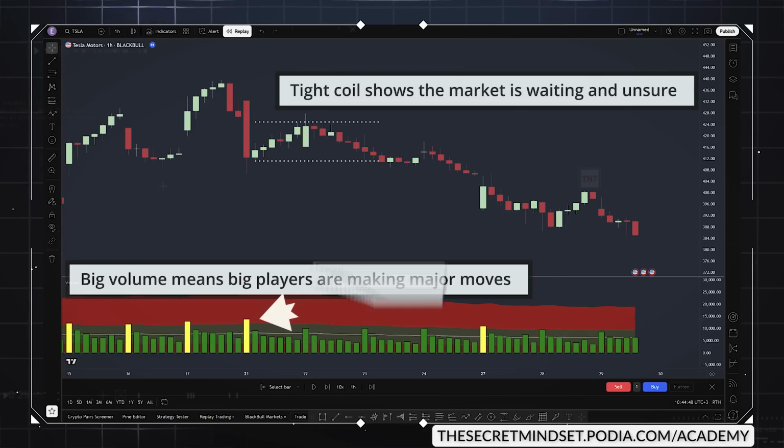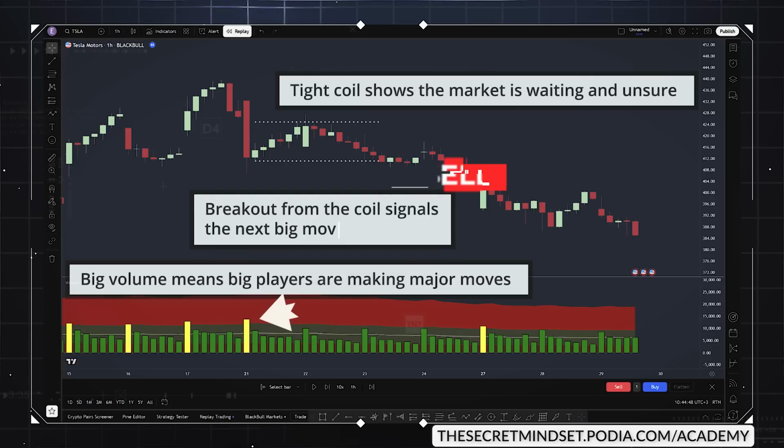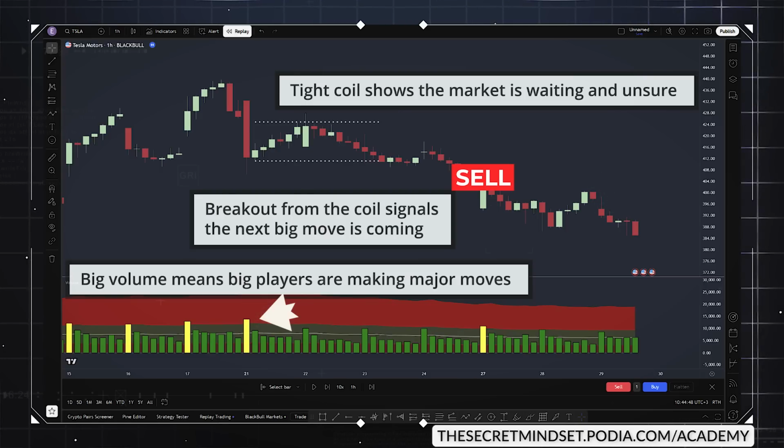But volatility always comes back. The market can't stay quiet forever. Sooner or later, price will break out of that coil. When it does, it's usually fast and sharp, and the next big move is here.